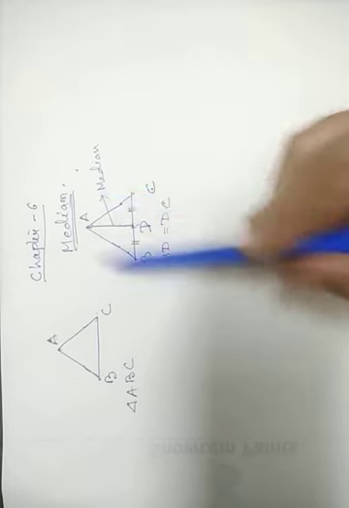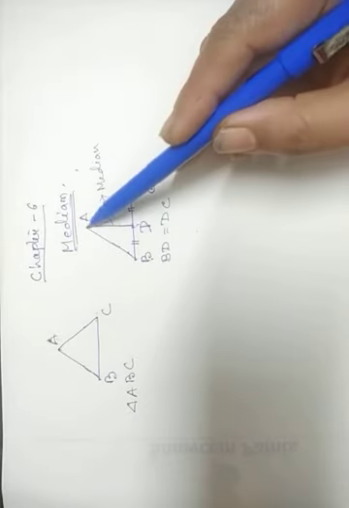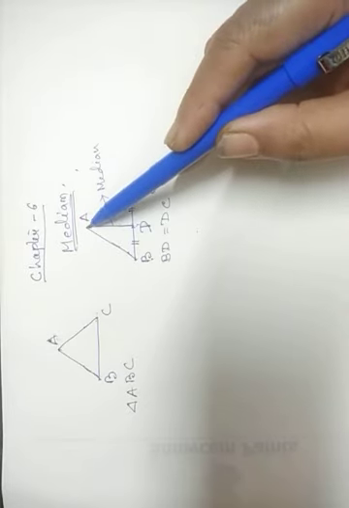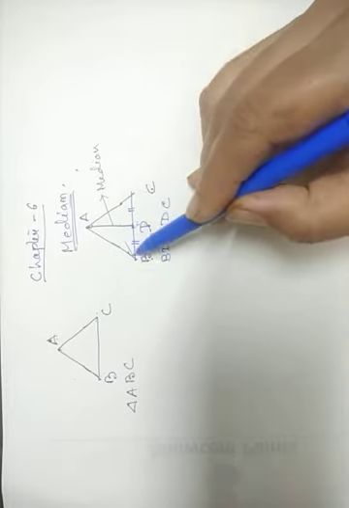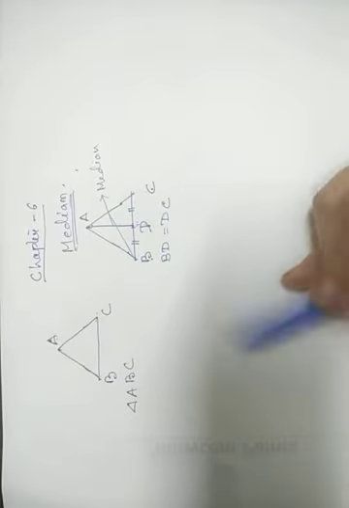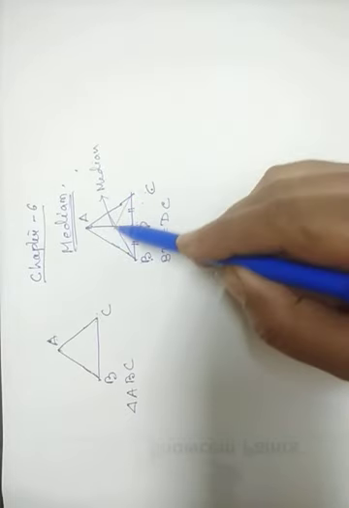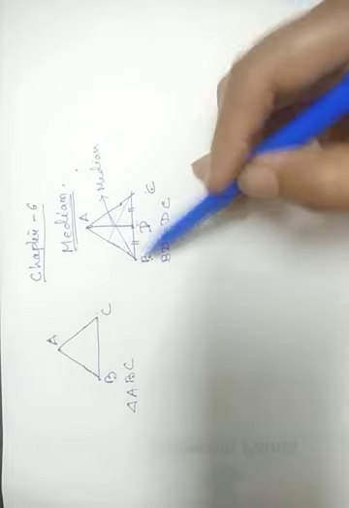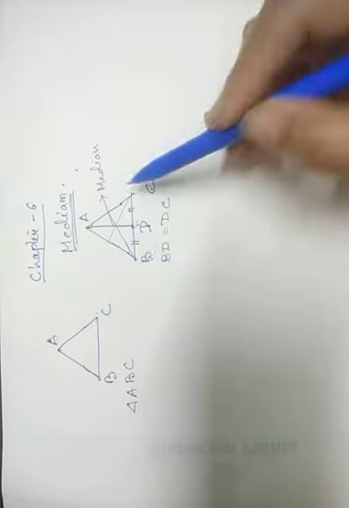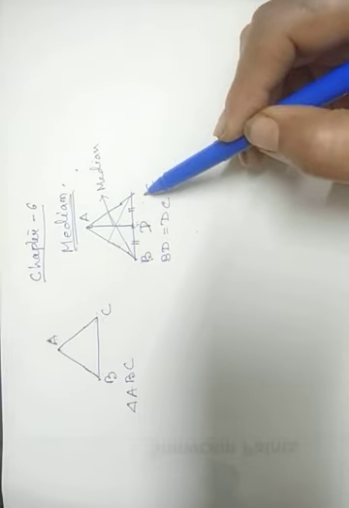Okay. Now in a triangle, how many medians can you draw? 3 medians. One median is from vertex A on the side BC. From B you can draw another median on the side AC, and from C you can draw another median on the side AB. So there are 3 medians in a triangle.